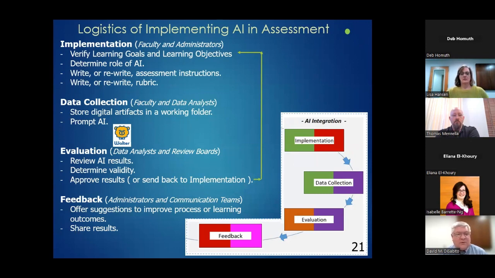For implementation, we needed to think about, is there a role for artificial intelligence? And there isn't all of the time. For instance, if we got student evidence in blue books that had handwritten essays, that would not make a good candidate for AI. So we would continue on with our human process there. On the other hand, digital artifacts like Word documents or PDFs or text documents work really, really well with AI integration. So we have our digital artifacts.